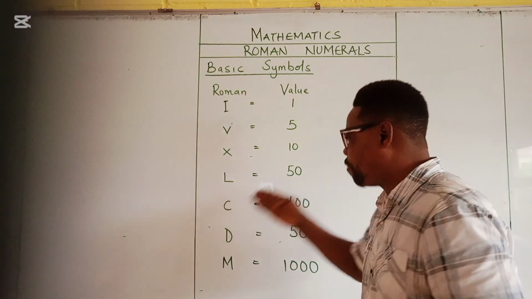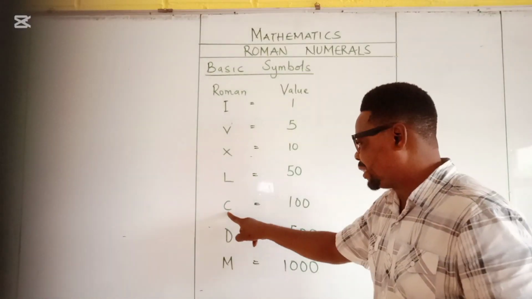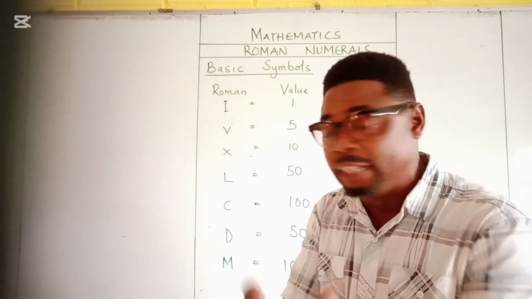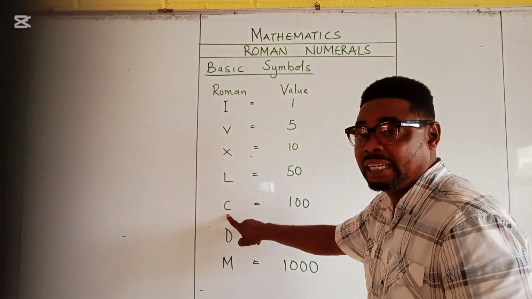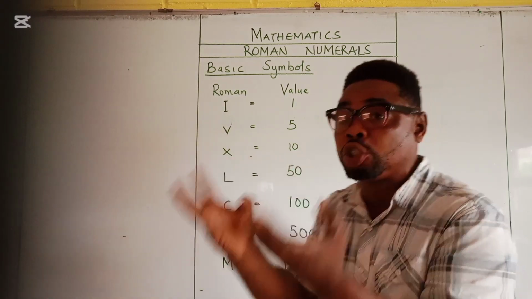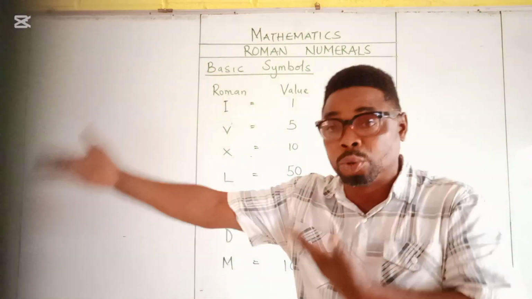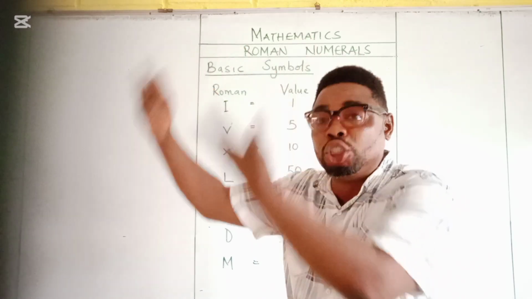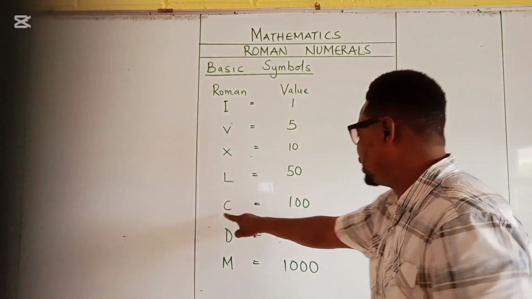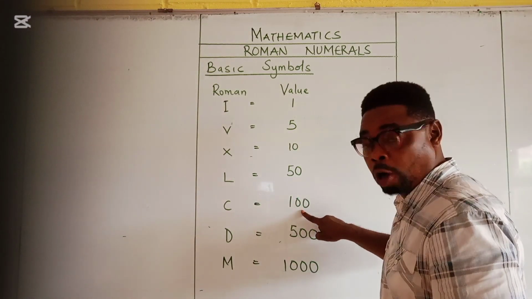Half of what? Half of a century. That is C. A century is 100. That's why you pick the C. So 100 is C, century. C starts century, C-E-N-T-U-R-Y. Now, century. That is 100.